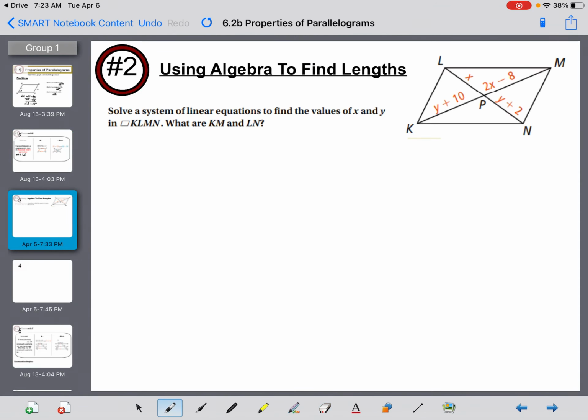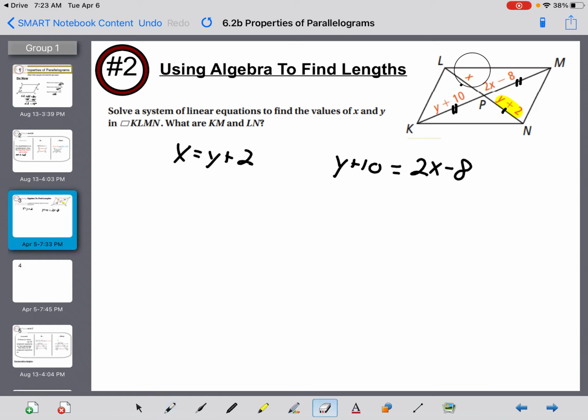All right, using algebra to find lengths. So here's your parallelogram and the diagonals are bisecting each other. So this is congruent to this, and here is congruent to here. So LP is congruent to PN, KP is congruent to MP. So, since they are congruent, we can write two separate equations. The first one is x is equal to y plus 2. The second one is y plus 10 is equal to 2x minus 8.